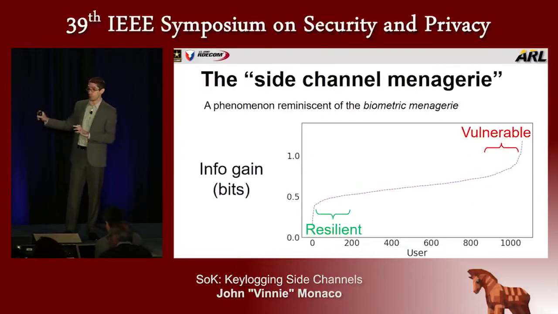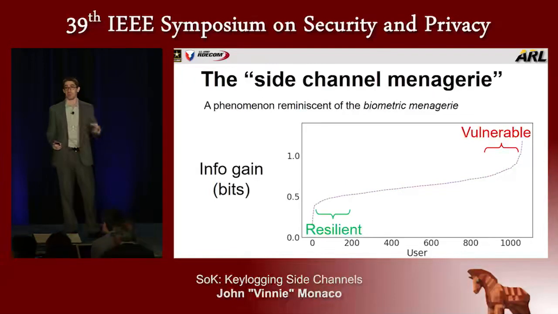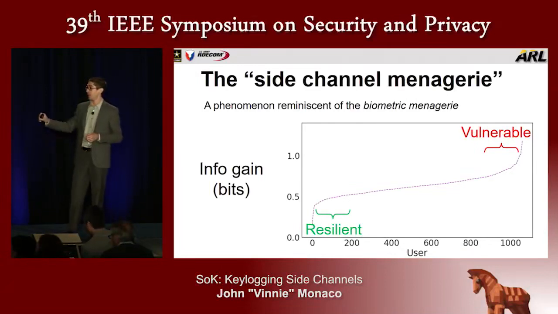However, if we look at the performance of such an attack, we'll see that this actually varies quite a bit among users. And we actually end up with a situation kind of reminiscent of the biometric menagerie, which describes the performance of a biometric authentication system, how this works well for some users, not so well for others. So in this figure, looking at the information gain, or the average number of bits gained per latency for each user, we see we have a range in performance and attack success among users.